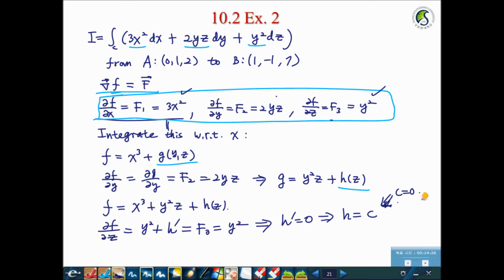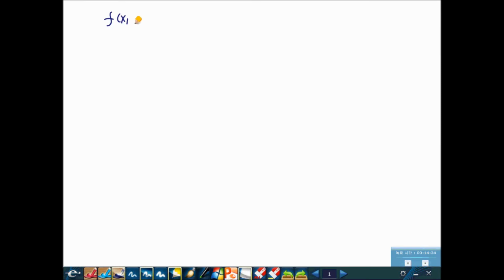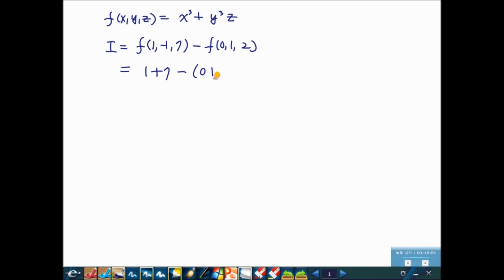Then f of x comma y comma z is x cubed plus y squared z. We just put everything together in here. So our I is f of the ending point minus f of the starting point, 0 comma 1 comma 2, and that is 1 plus 7 minus 0 plus 2. So it's 6.